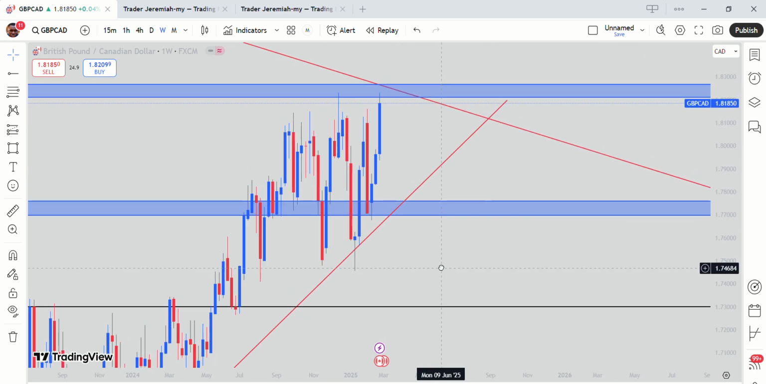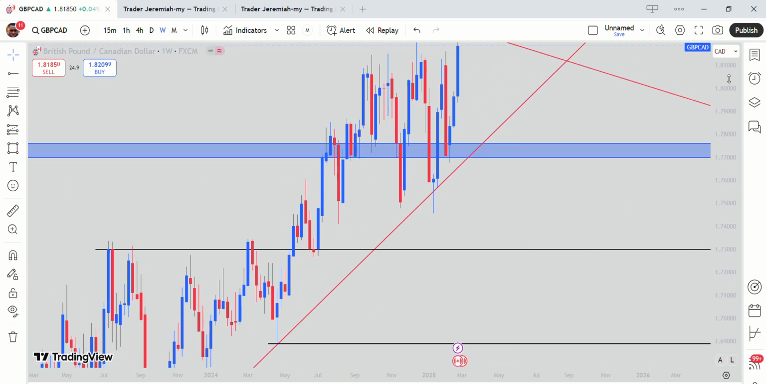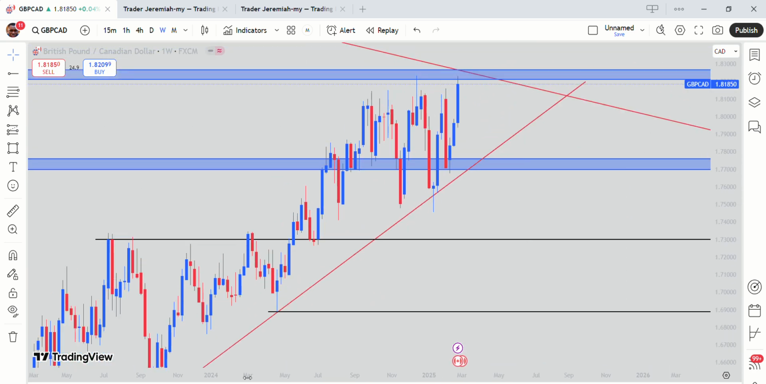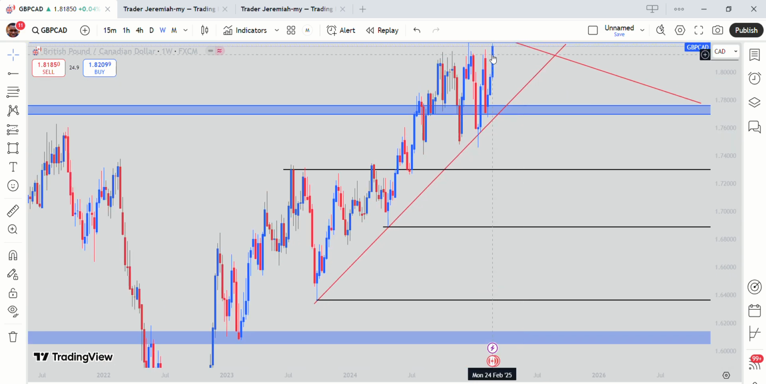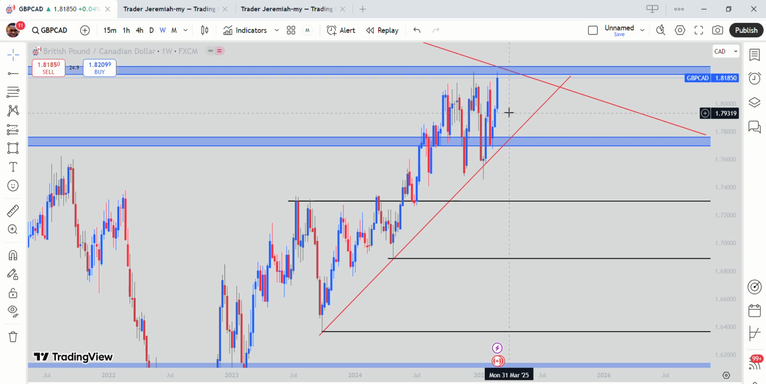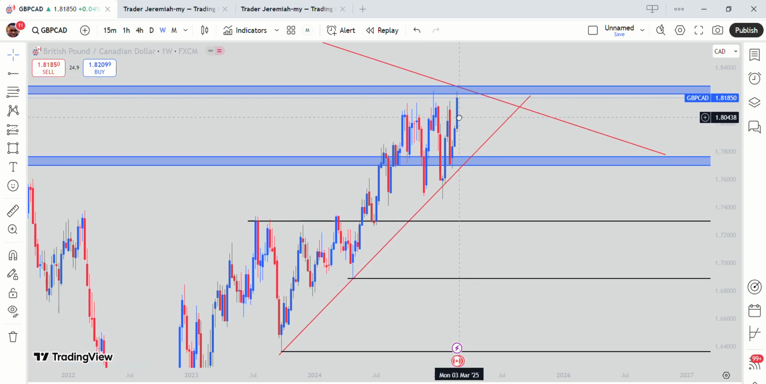So what I'm saying is that what is currently happening on GBP CAD at the moment is just a retracement back into the monthly trend line. So now the overall direction of the market is still bearish. So price is still trending to the downside, but the weekly and the daily trend is to the upside like this. So they are moving to the upside.